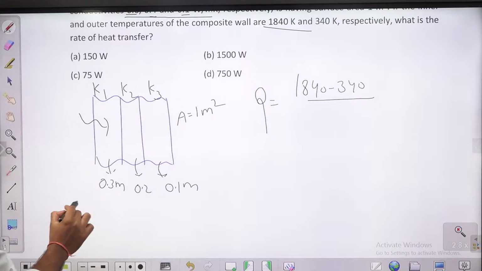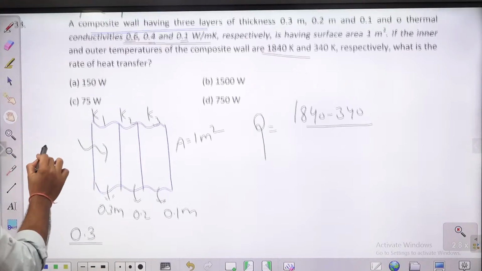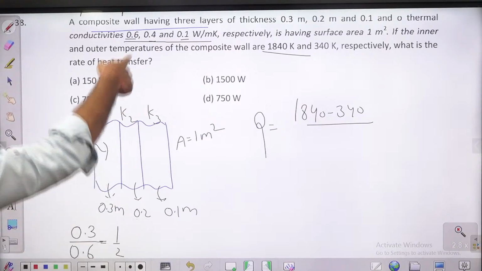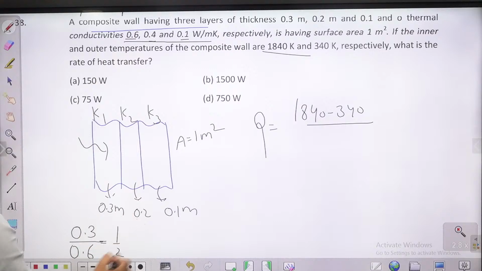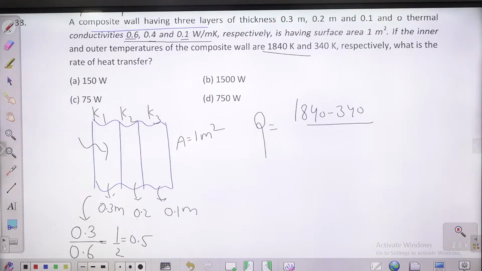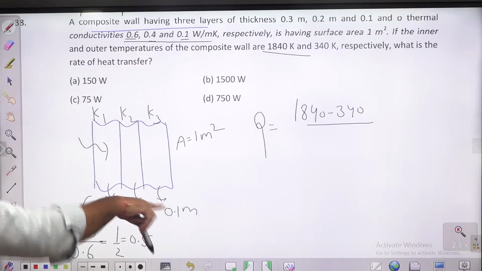So what is the resistance of this? The resistance of this is 0.3 divided by KA, and how much is K? K is 0.6. So if you solve, it will come out 1 by 2, which is 0.5. Solving this one will also come out 1 by 2, so its resistance is also 0.5. For the second, the resistance will come out to 1.